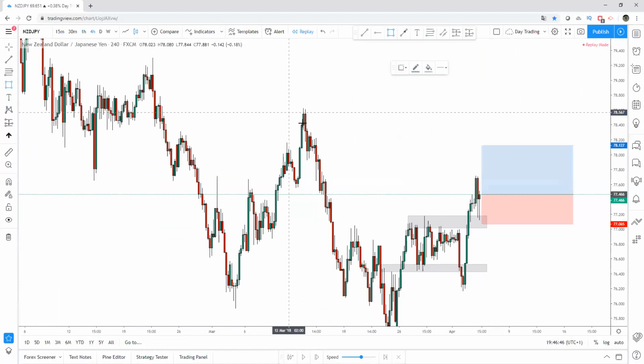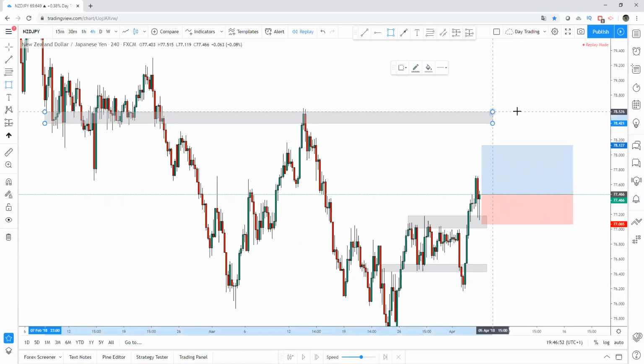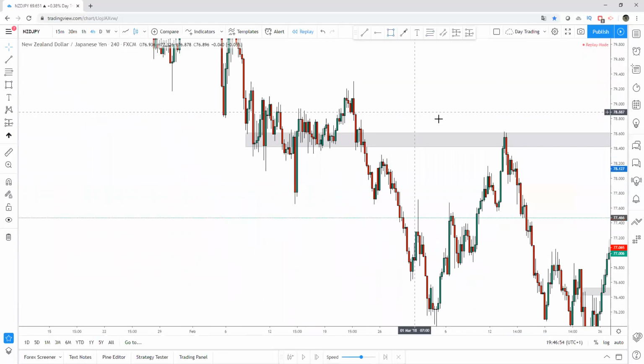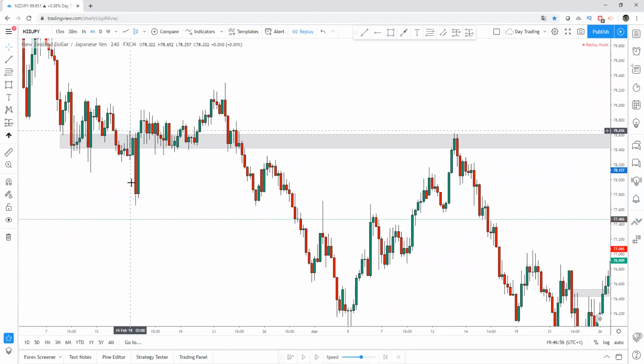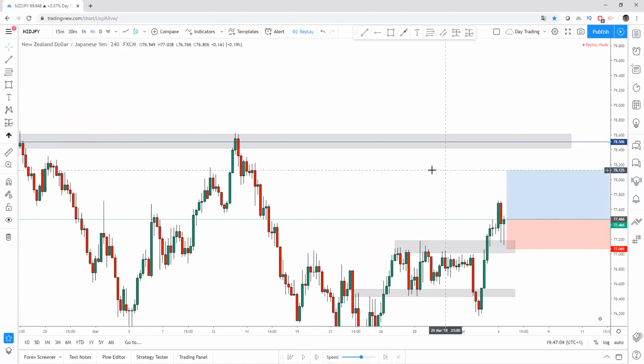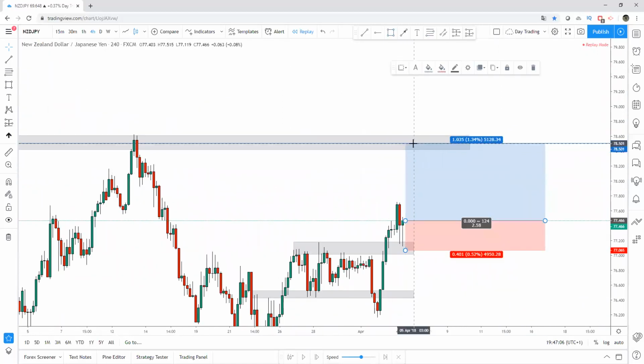If we have a look at the 4-hourly, we can see that we had an engulfing here. Even on the left, this is some sort of a very strong area, because you can see a lot of consolidation here. Break, immediate return, test, pull back, and here we have the top 78,500. Let's say this is our first target. It's 2.5. This looks good.